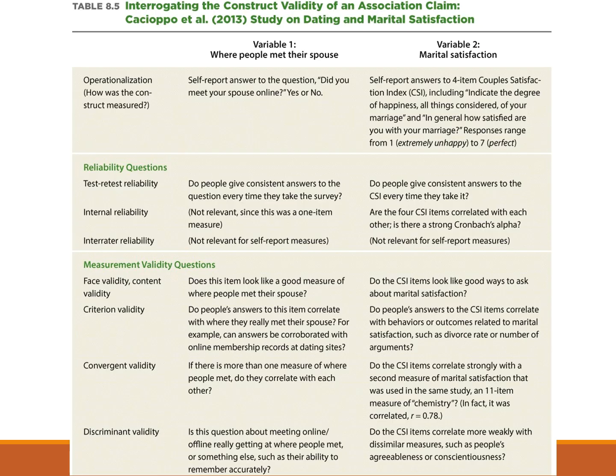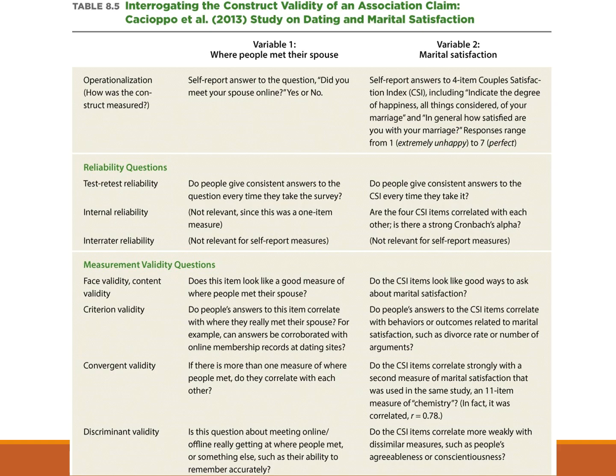So again, our variable one is where people met their spouse, online or offline. The second one is marital satisfaction for this particular example. And we can take a look at this. Operationalization: how well was the construct measured? That's the first thing that we'd ask. So where people met their spouse: a self-report answer to the question, did you meet your spouse online, yes or no? Do you think that actually gets at the construct of where you met your spouse, especially for this particular study?